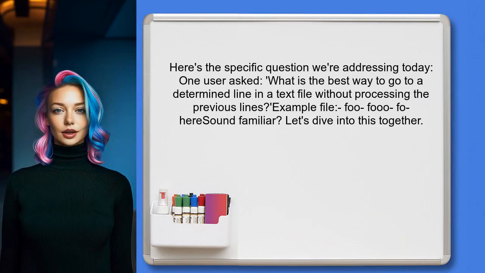Here's the specific question we're addressing today. One user asked, what is the best way to go to a determined line in a text file without processing the previous lines? They provided an example with a file containing several lines, and they wanted to jump directly to a specific line. Sound familiar? Let's dive into this together.